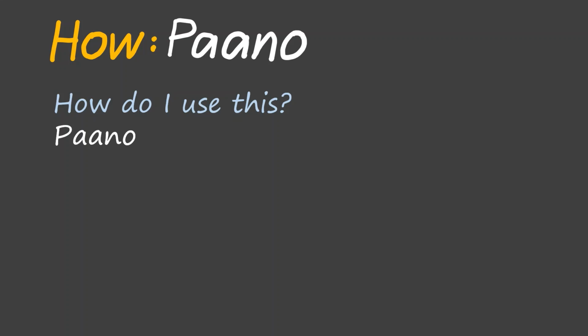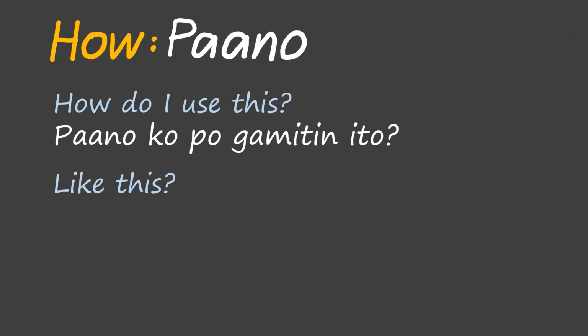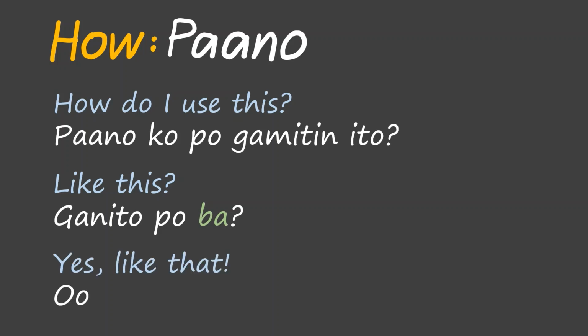Here is that conversation again. How do I use this? Paano ko po gamitin ito? Like this? Ganito po ba? Yes, like that. Oo, ganyan. So, how do I is paano ko. And take note of the word in green, which is ba. Remember, when we are asking questions, we can add ba at the end. So, like this, ganito po ba?